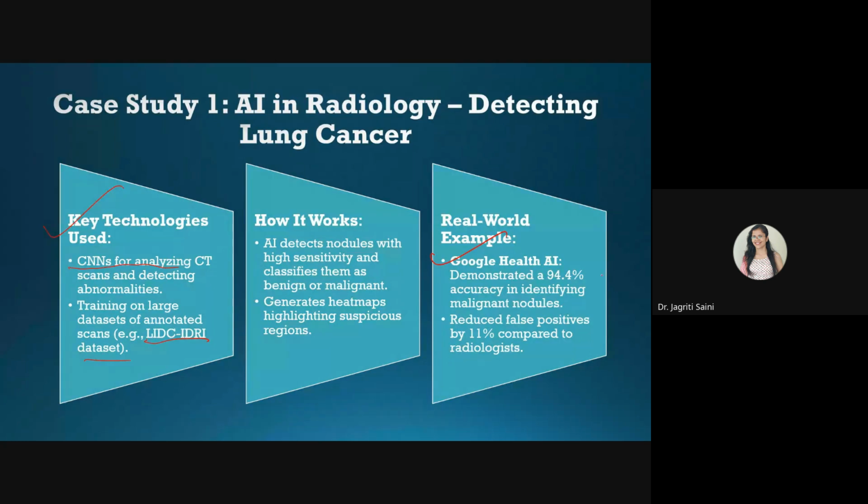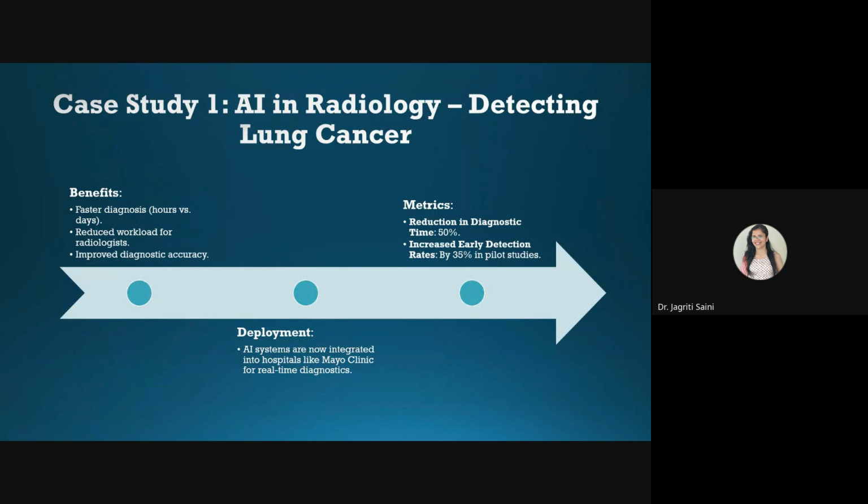However, accuracy is not close to 100, but still with this they have reduced the false positive by 11% in comparison to radiologists. So this is a great outcome they have achieved with this initial case study. Some benefits we can consider in this case are faster diagnosis, reduced workload for radiologists, along with improved accuracy.